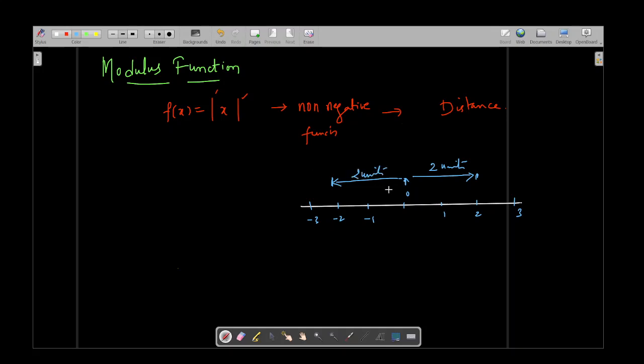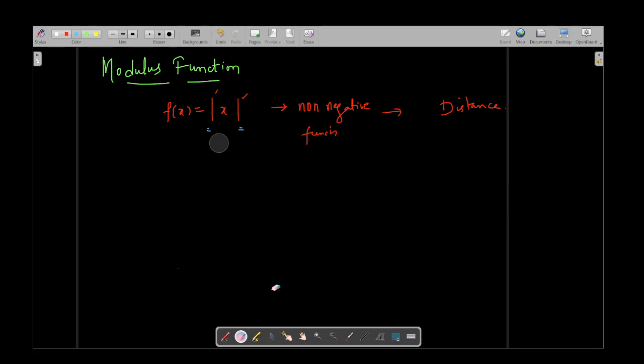So the distance cannot be negative. To represent distance, we use this modulus function. Since distance cannot be negative, this modulus function is always called a non-negative function. Let us see how the graph of this looks, if it only produces positive values.